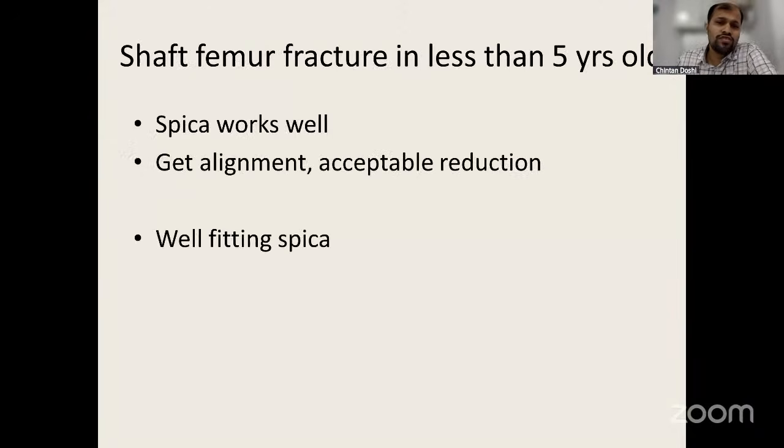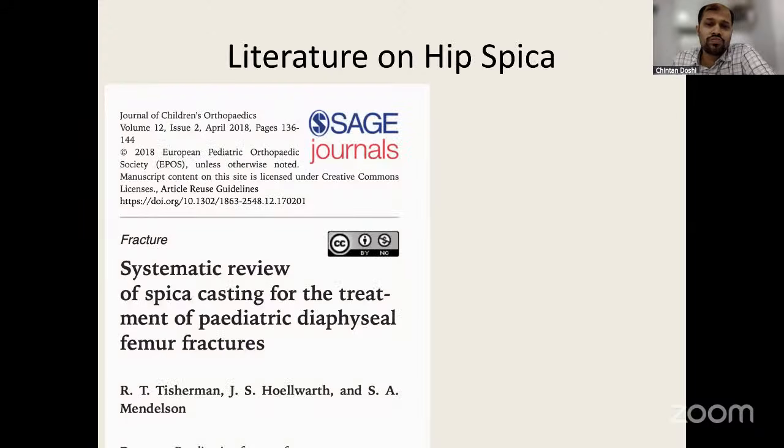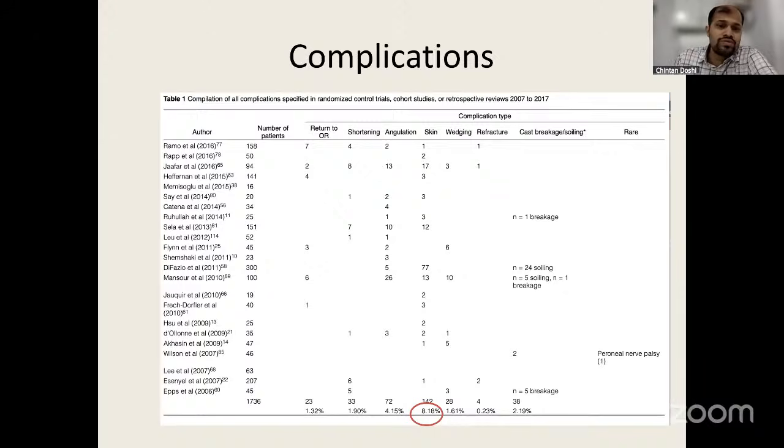So for a femur fracture in a less than 5-year-old, we have spica which works well. We get alignment, acceptable reduction, and a well-fitting spica. Again, when we look in literature in this age group, there's a systematic review of spica casting to treat pediatric diaphyseal fractures in less than 6-year-olds, and it suggests that when we see the complication rates, almost 8% of these are only skin complications.